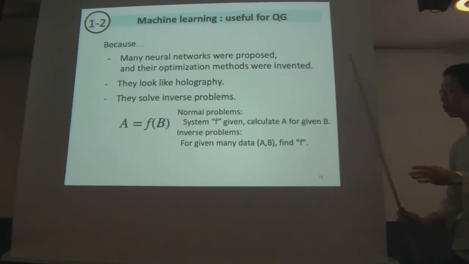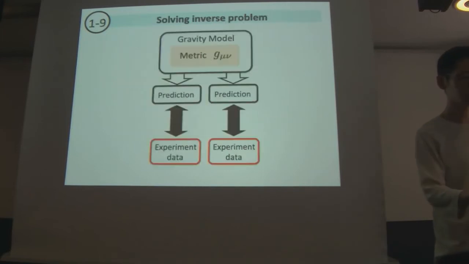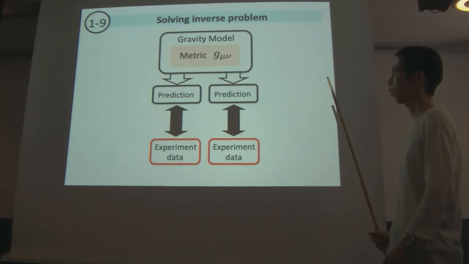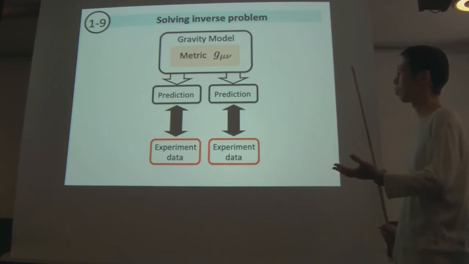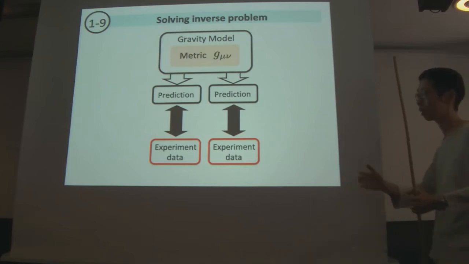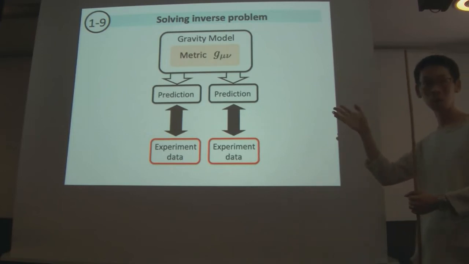So finally, let me go into this solving inverse problem issue. So this picture is how we use a gravity model to approximate the standard model. This could apply to holographic QCD. This could apply to, say, string phenomenology.